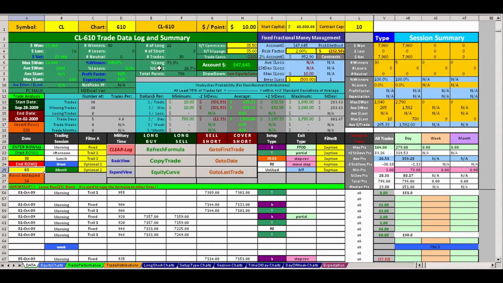Okay, great. Another quick point is that 22 of these were long trades, 8 of them were short, so 73% were long, 27% were short. Great. Okay, let's go over and actually look at trade performance now. We've seen the summary, but how's this going to look on a trade performance chart?